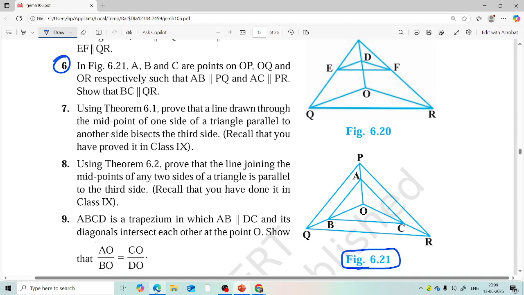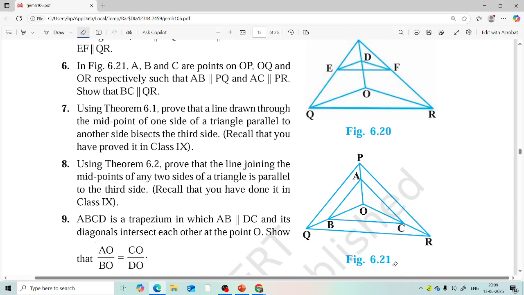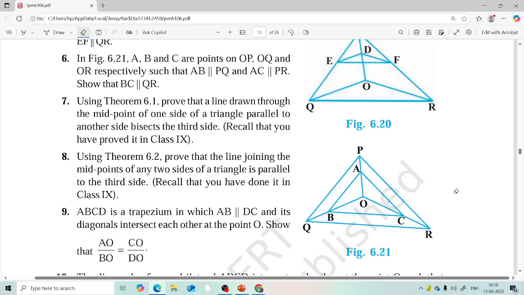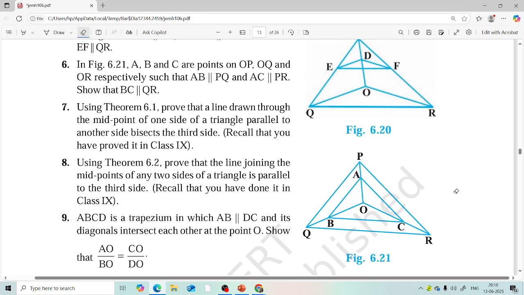Samriddhi, Joshida, have you got the answer of the sixth one? Sir, doing. Joshida, send it. AB parallel to PQ, AC parallel to PR. Do one thing. Today I have an emergency. All of you please write the sixth question. Write the question and draw this diagram.